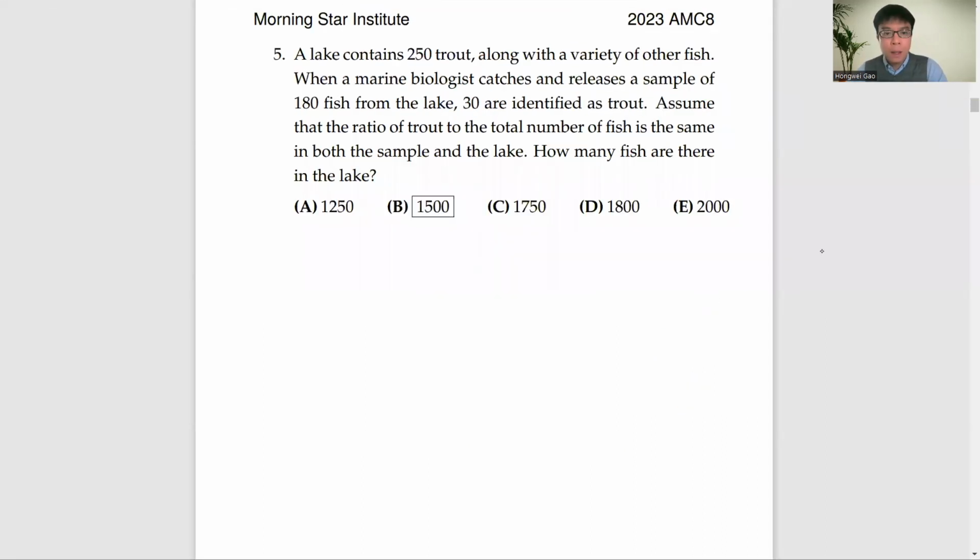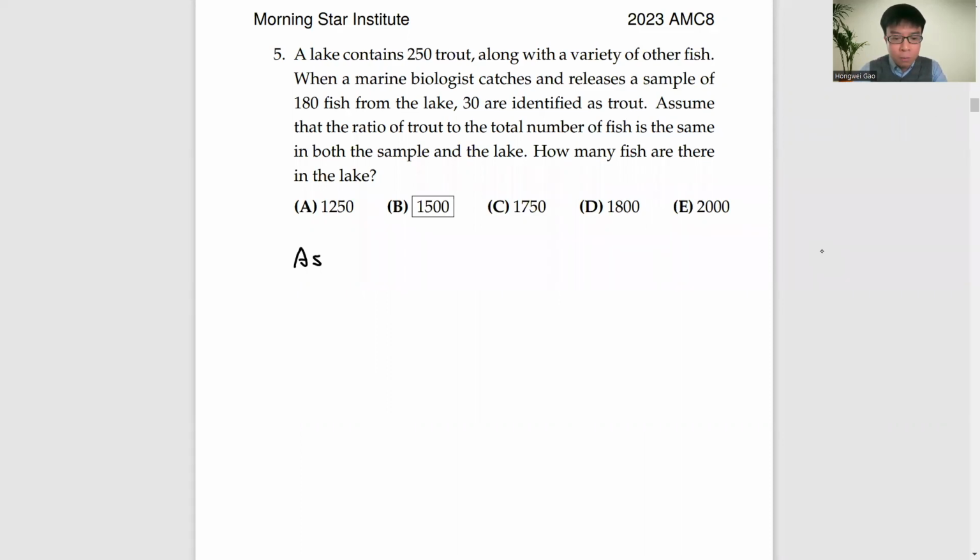Question 5. A lake contains 250 trout and some other fish. In a sample with 180 fish, there are 30 trout. Assume that the ratio of trout to the total number of fish is the same in both the sample and the lake. How many fish are there in the lake?